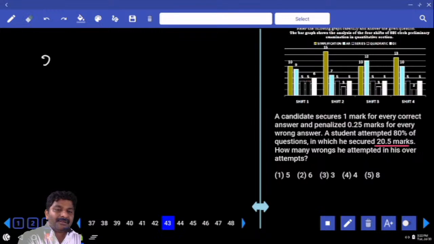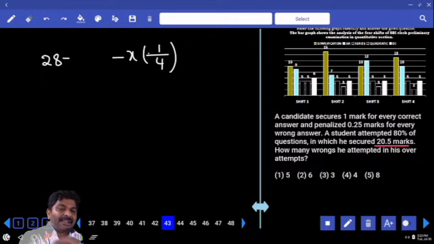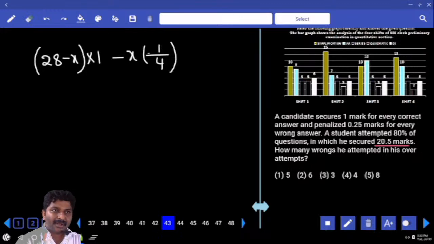Equation method. There are 28 questions. Assume for x questions he gave a wrong answer, for which he will lose marks by 0.25. 0.25 I want to treat as 1 by 4. Remaining how many questions are there? 28 minus x. For these many questions he gave the correct answer, so he will get 1 mark. Positive marks and negative marks, both together it is 20.5, which I will write as 41 by 2. If you solve it, you will get your answer. Equation.